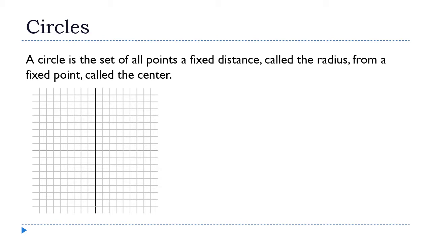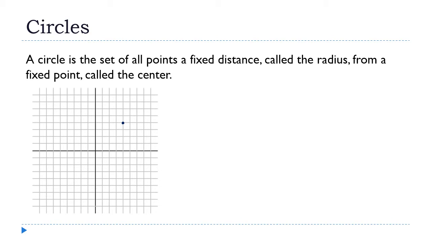A circle is a set of all points of a fixed distance called the radius from a fixed point called the center. And what I want to do here is find a formula or an equation that represents all of these points. So let's get some of this information on the graph. First, let's say the center of our circle is here.